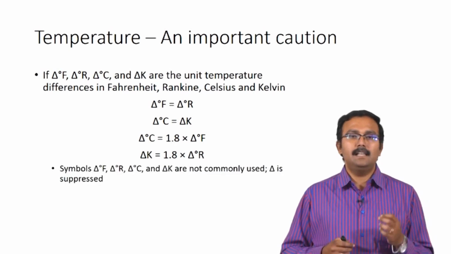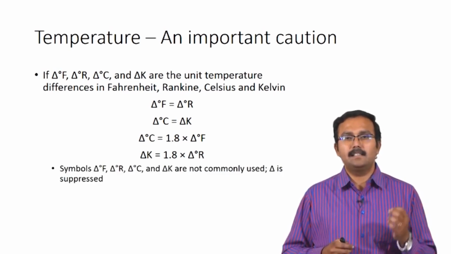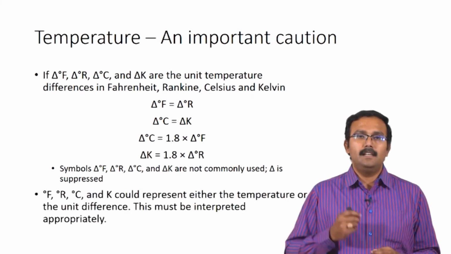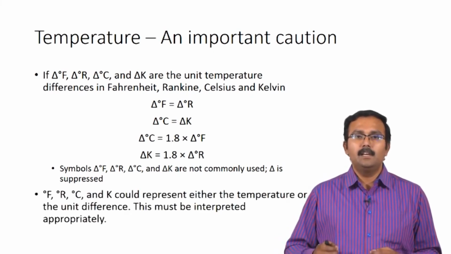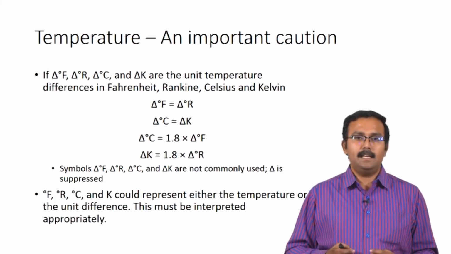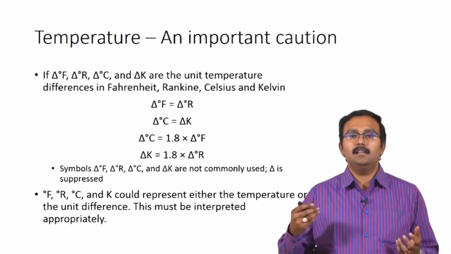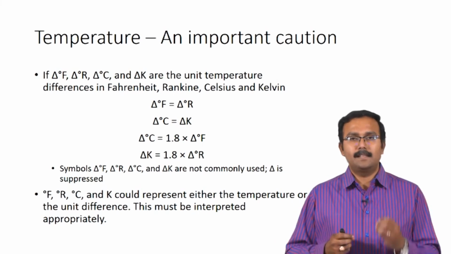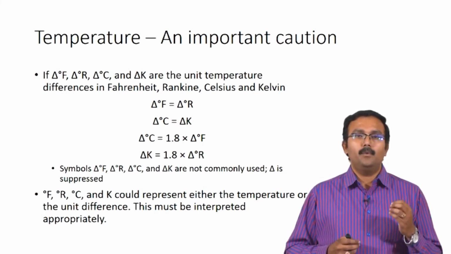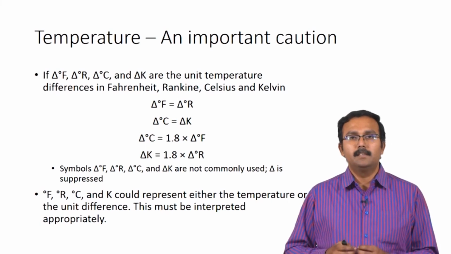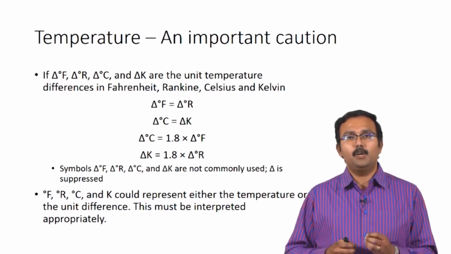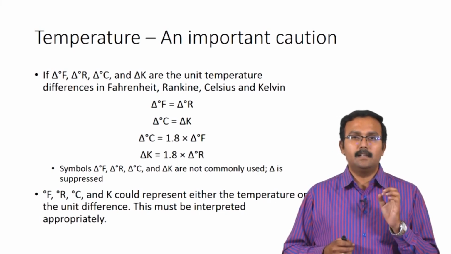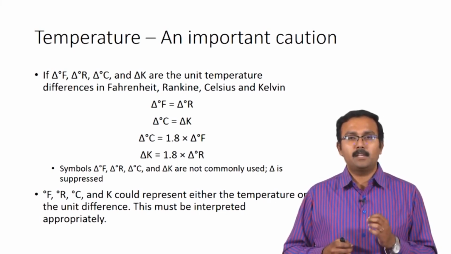However, the symbols delta degree Fahrenheit, delta degree Rankine, delta degree Celsius and delta Kelvin are not commonly used. The delta is suppressed. So, this means degree Fahrenheit, degree Rankine, degree Celsius and Kelvin, which are used in the units, could either represent the actual temperature or the unit difference in temperature, and this must be interpreted appropriately. If you want an example, the best thing you can look up is the units for specific heat. Specific heat capacity can be given in terms of per Kelvin or per degree Celsius, where it is actually the temperature difference which is being looked at and not the actual temperature itself.